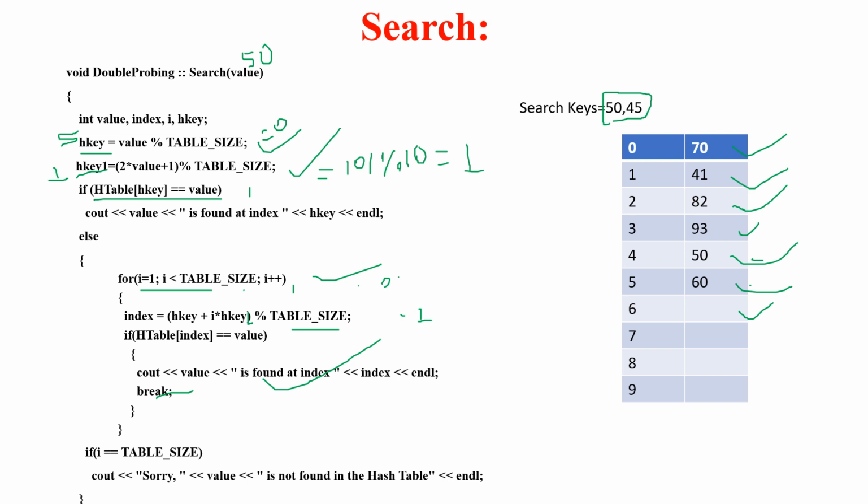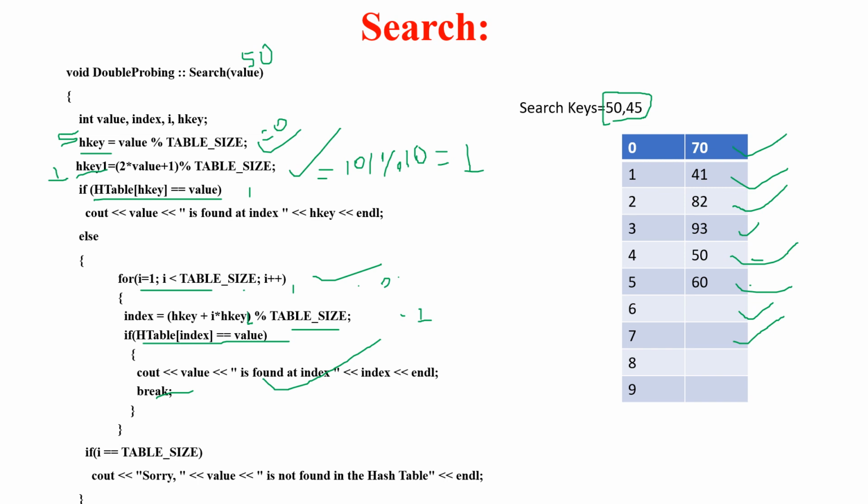Then I is incremented. I became now 2. Then check that. The HK value is 5 plus I, which became 2, into its key value, which is 1. So 5 plus 2 into 1. Then what will you get? That is 7. 7 modulus table size. Check that, is the 7th index having 45? No, not having. This will tell you that there is no 45 at the 7th index.